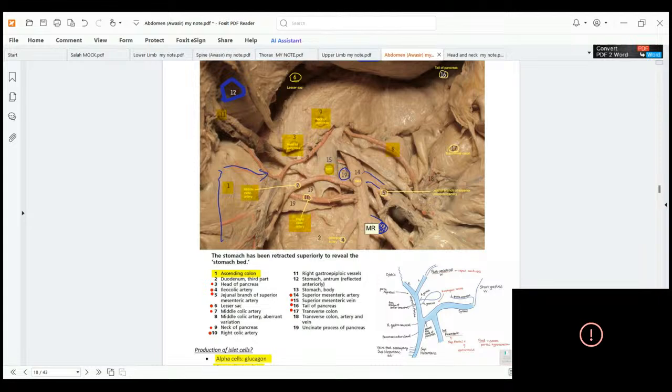16 is tail of the pancreas. 17, transverse colon here. 17 transverse colon.